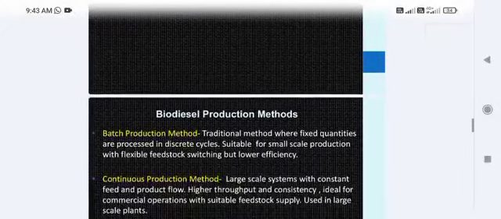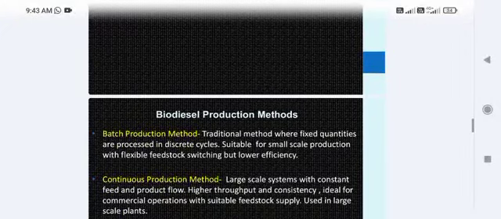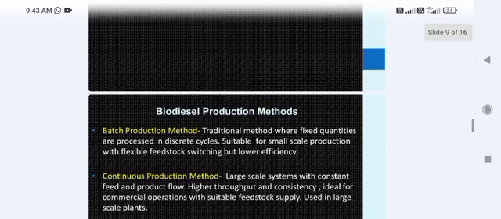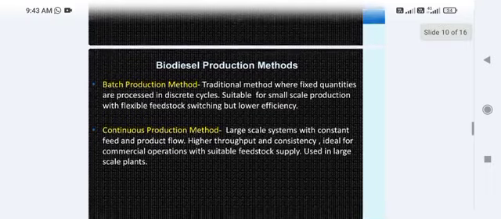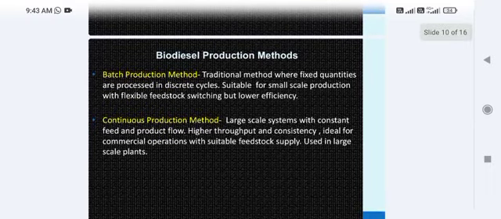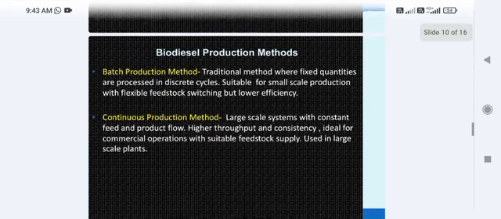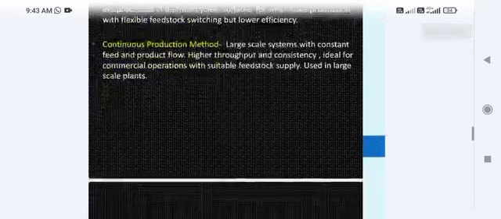Now there are basically two methods of production of biodiesel: the batch production method and the continuous production method. The batch production method is a traditional method used for biodiesel production in a fixed quantity. But when we need a high amount of biodiesel production, then we move on to continuous production methods, which will be discussed in the next part. Now, thank you.